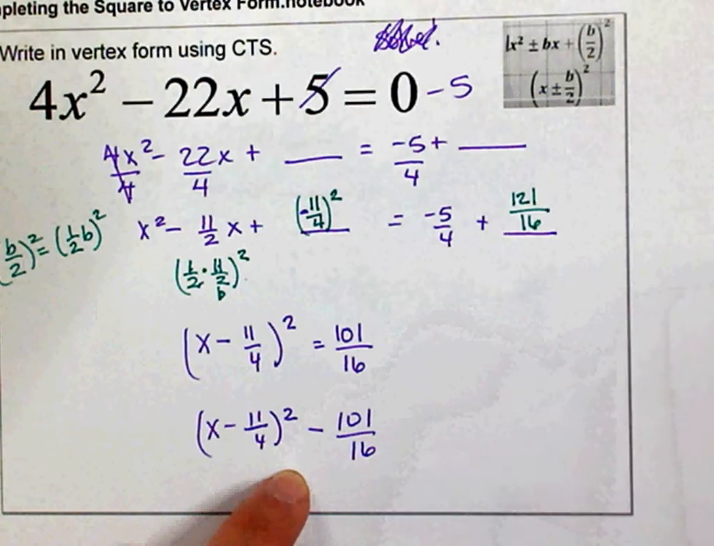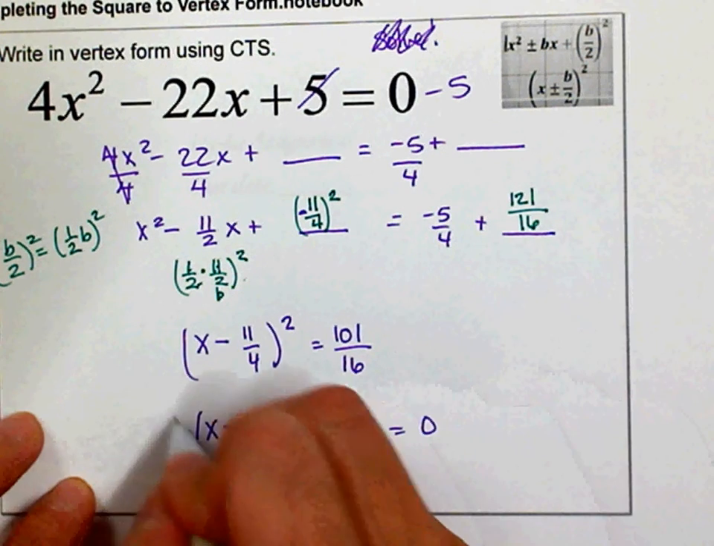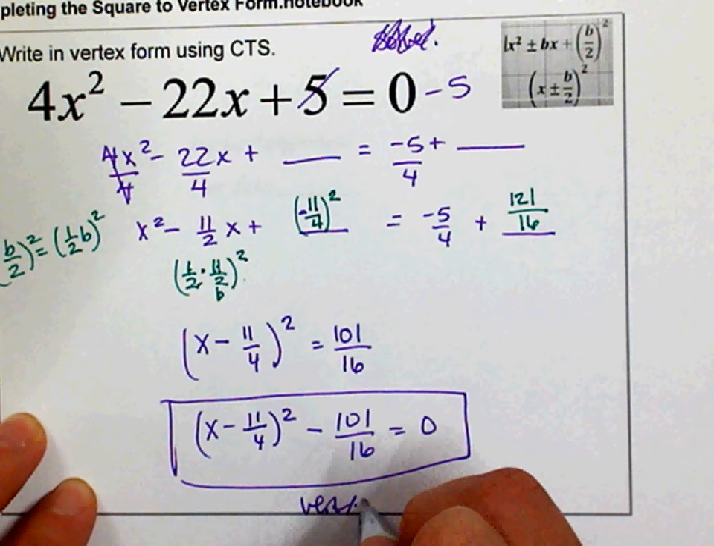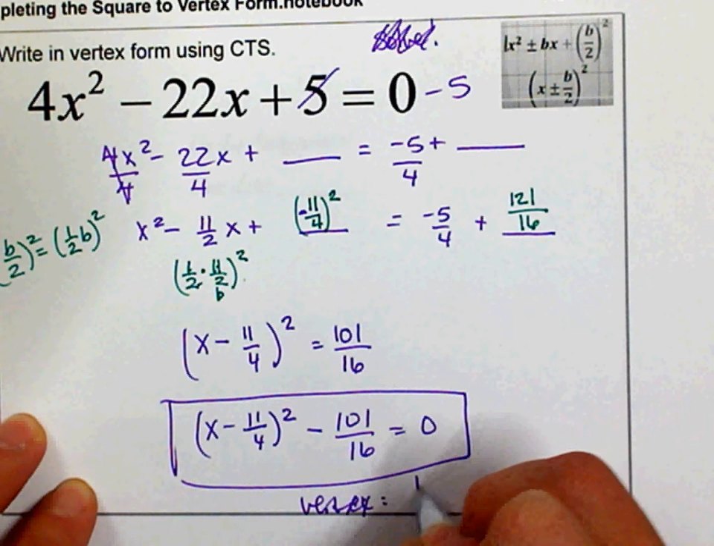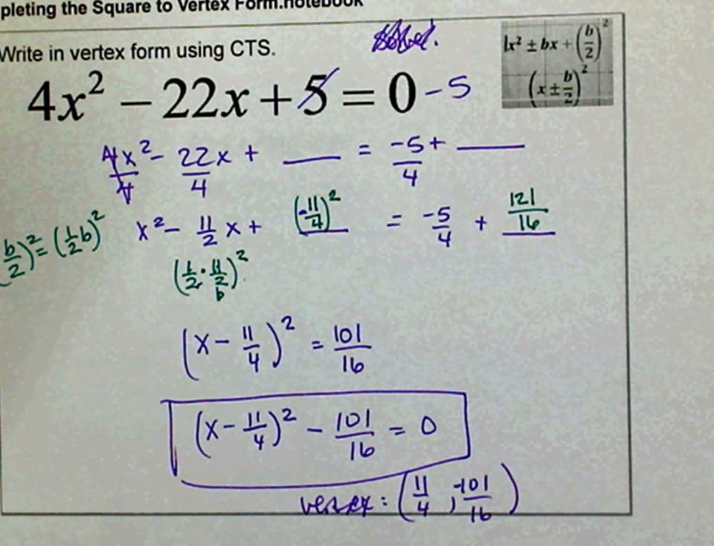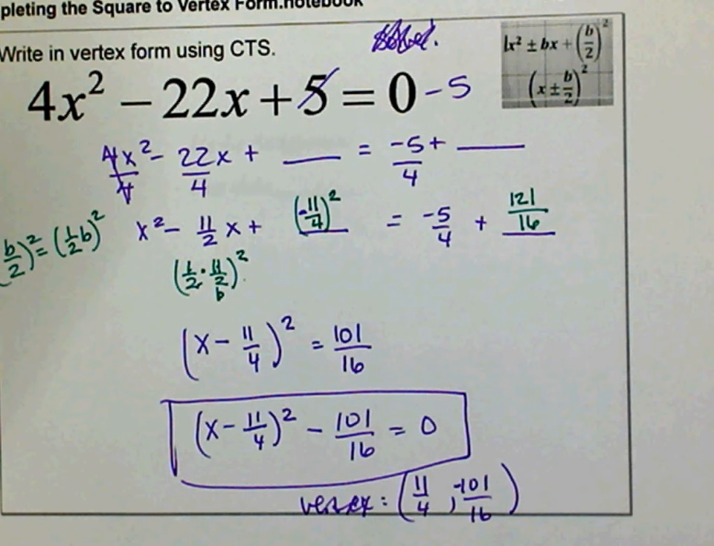And your vertex is 11 over 4, 101 over 16, negative 101. And there's your vertex. Okay? All right, let's go ahead and do the very last one. See how you guys do, okay?